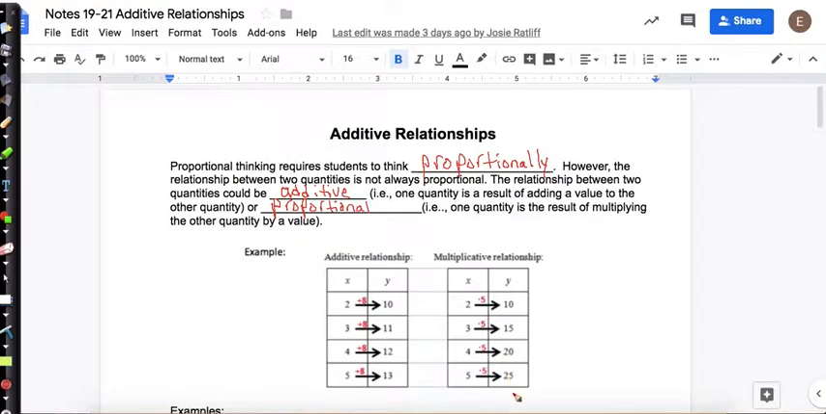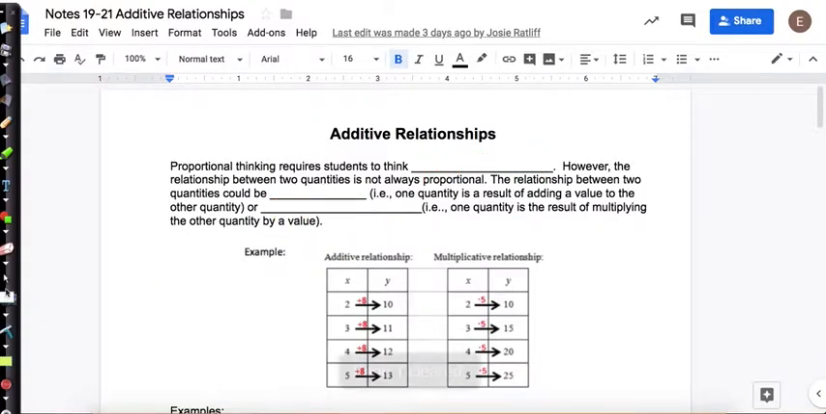5 is 25. Now, if you look back at this one, you might say this is times 5, but look at the next example. 3 times 5 is not 11. So we would know right there that this is not a proportional relationship because you have to be multiplying by the same number all the way through. This is why this is an additive relationship because we're adding 8 each time. And then this one is a proportional or multiplicative relationship because you're multiplying by the same number each time.